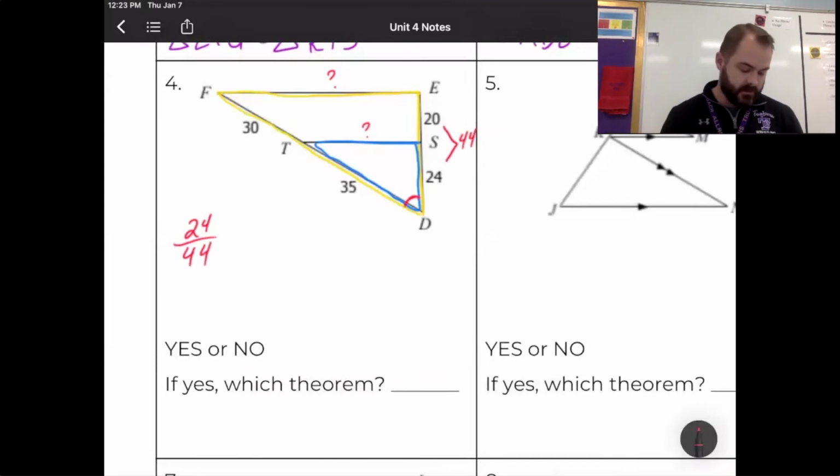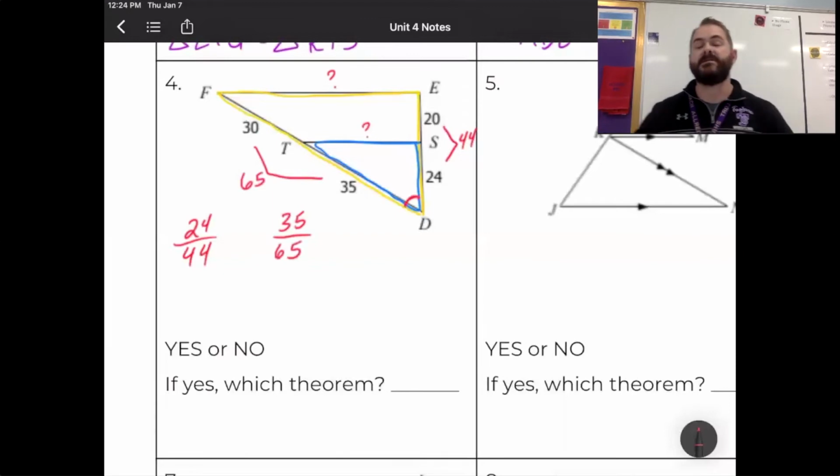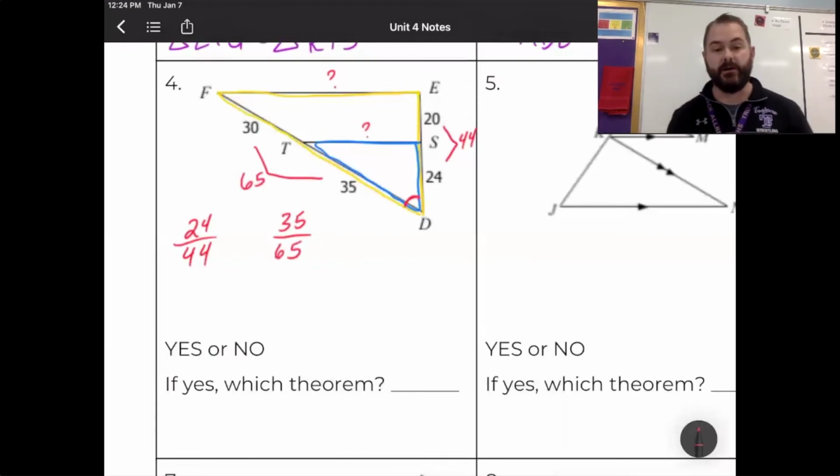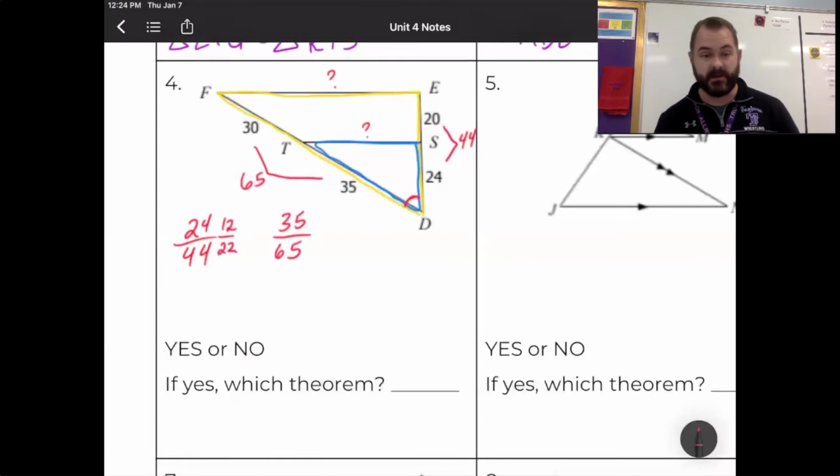Okay, the other one of these I want to do would be the smaller length 35 over its total side 65. And I want to try and see if those are reduced to the same value. Now, you could do it that way, or you could cross multiply and see if the cross products are equal. Okay, but the numbers are kind of large, so this time we'll go ahead and just try and simplify the fractions. 24 over 44, I know I could divide by 2. Okay, that would give me 12 over 22. I can still divide by 2 again, giving me 6 over 11.